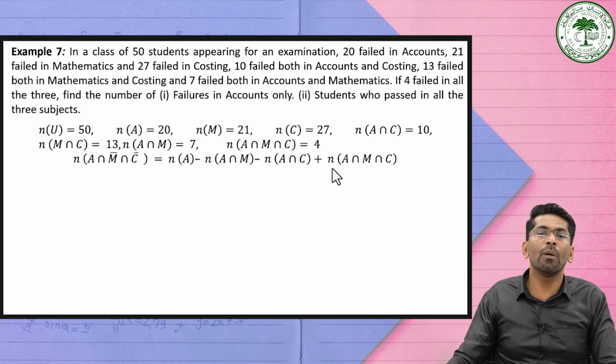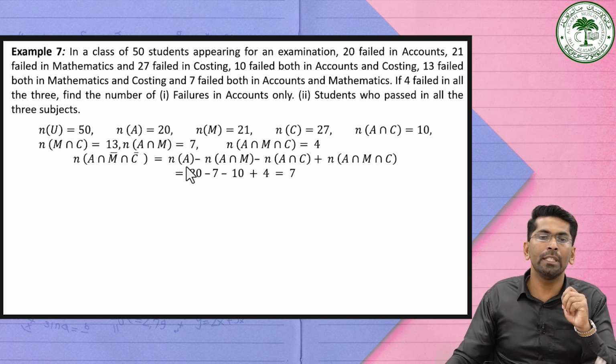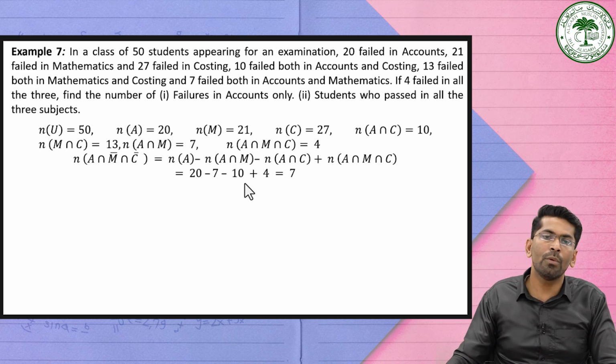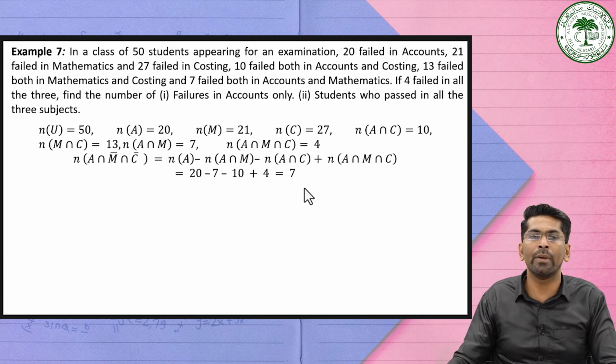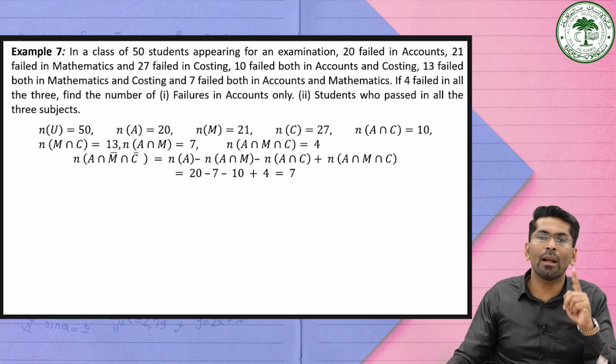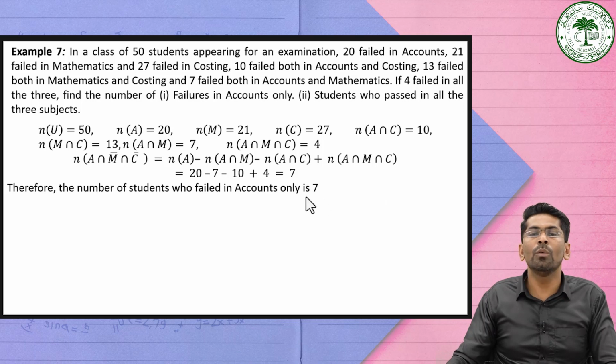If we substitute all these values, it becomes the number of elements in A, which is 20, minus the number of elements in A intersection M, which is 7, minus the number of elements in A intersection C, which is 10, plus A intersection M intersection C, which is 4. If you solve it, it is equal to 7. So the number of students who failed in accounts only is 7. So the first question is answered.